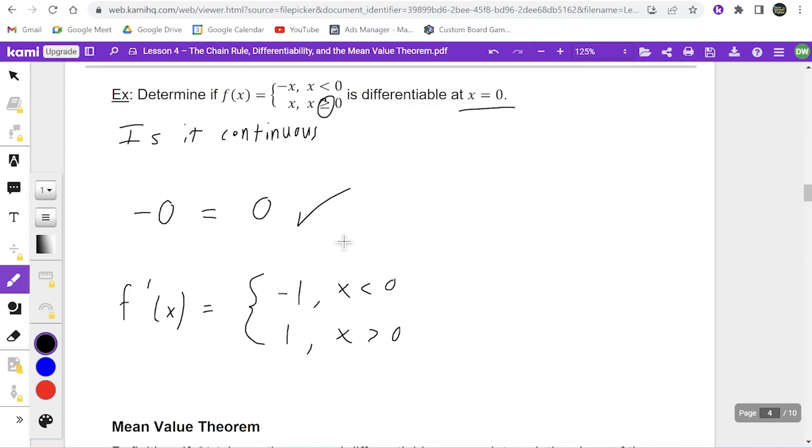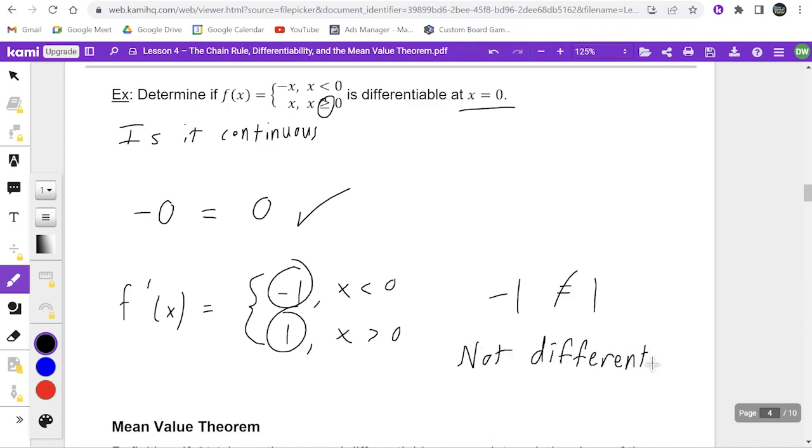Now, how am I going to determine if it's differentiable or not based on this derivative? It's simple. Does the top equal the bottom at x equals 0? Well, does negative 1 equal 1? No, of course not. So it is not differentiable. Not differentiable. And that's going to be the answer for this one.